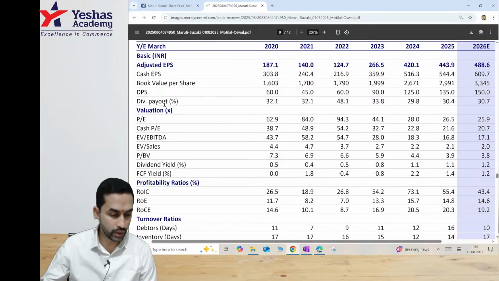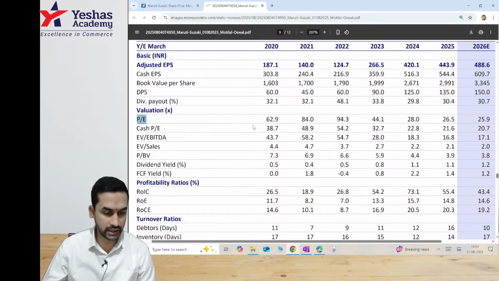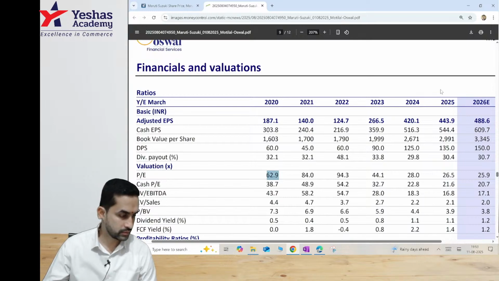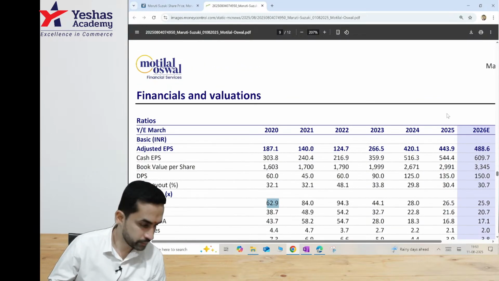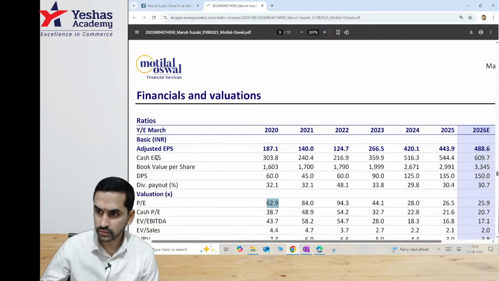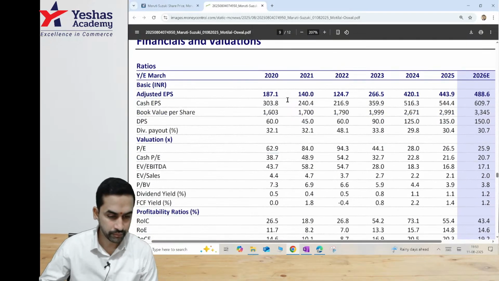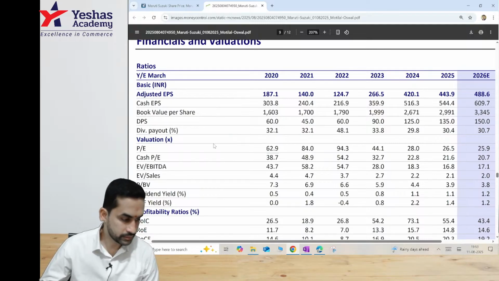Okay. Valuation PE. PE multiple, price earning. By the way, first number is the 2020 number. If you want the 2025 number, you have to see here this. Correct? I hope you're able to see on screen. 2025 here at the end. Next.